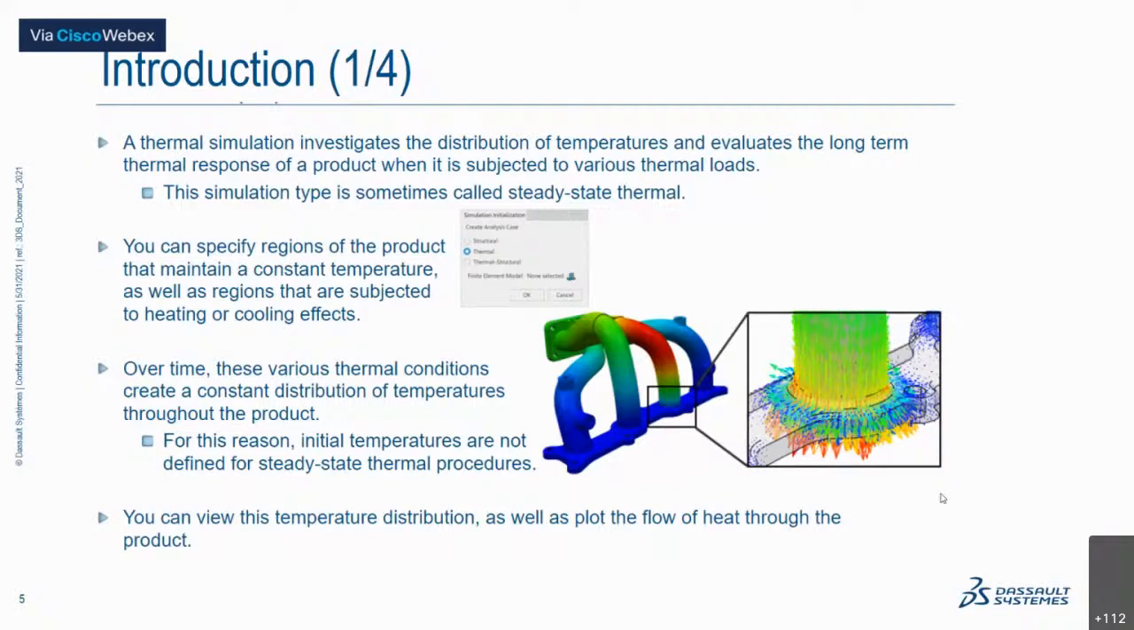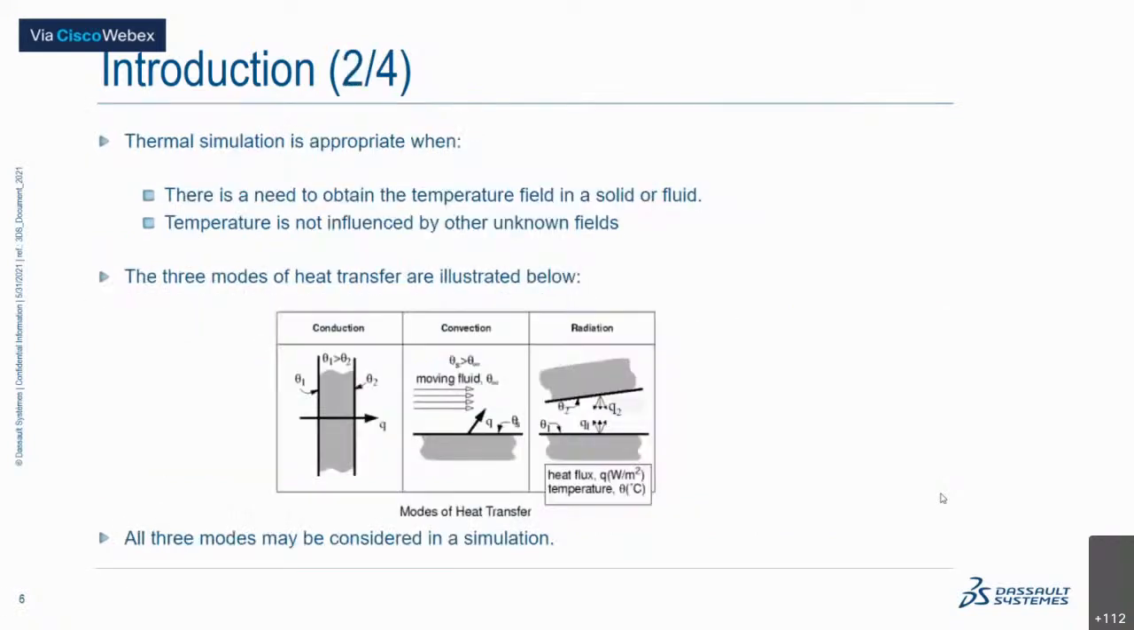And over time, the various thermal conditions create a constant distribution throughout the product itself. So you'll have a simulation which looks something like this in the image shown there. Over a period of time, once you run this simulation, the temperature plot is almost the same for a few of these regions. So when do we actually require a thermal simulation? When we want to generate a thermal field, that is, we want to analyze the thermal behavior for a solid or for a fluid. That's when we go in for a thermal simulation.